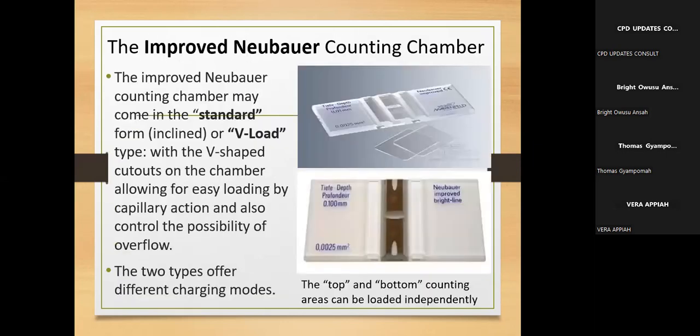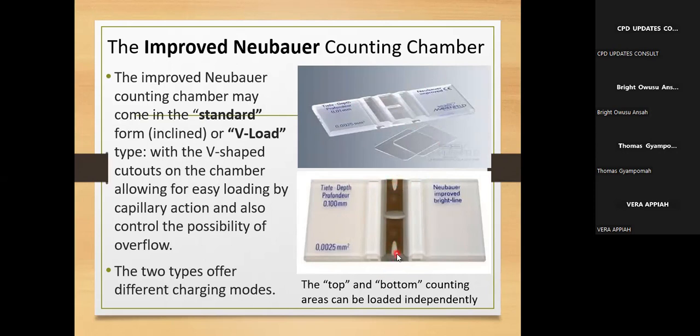So I'm sure you know a lot about the improved counting chamber. I just want to bring your attention to the fact that you have what we call a standard form and then a V-load form. A lot of people probably haven't taken note of this. Now, the standard form has a straight edge here. And then the V-load form has some ditch here.